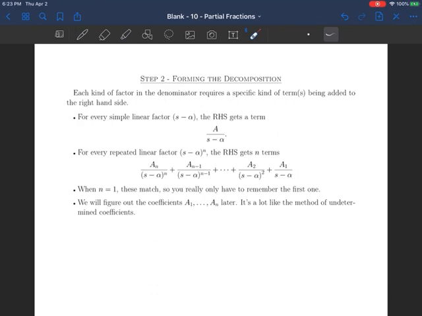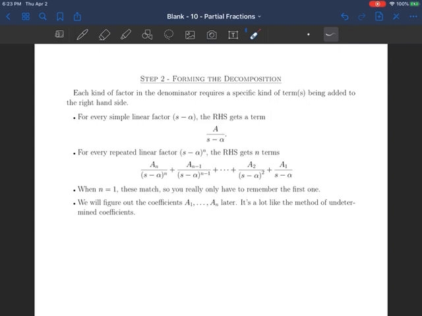If you have a simple linear factor, then on the right-hand side, you're going to get just a constant over that factor. Simple. No problems. If, however, the linear factor is repeated, then you have to have a cascade of these things. You have to have the same linear factor, but also you have to have a constant over the square of that factor, the cube of that factor, all the way up to whatever the power is of the original thing.